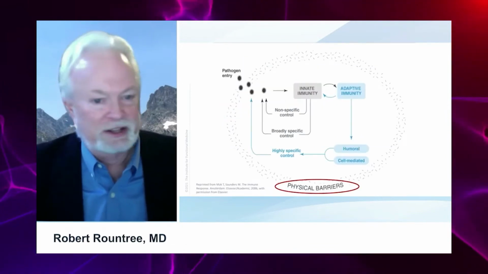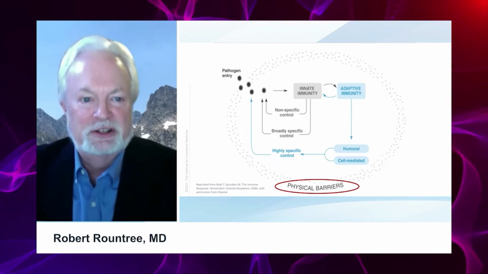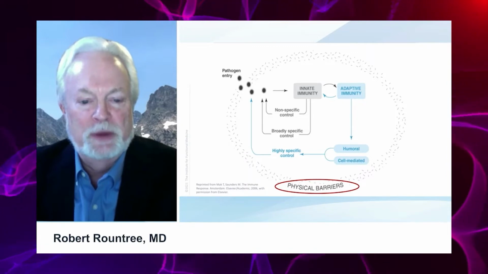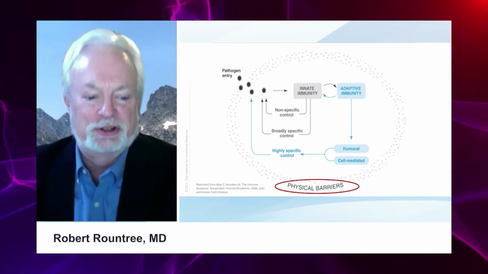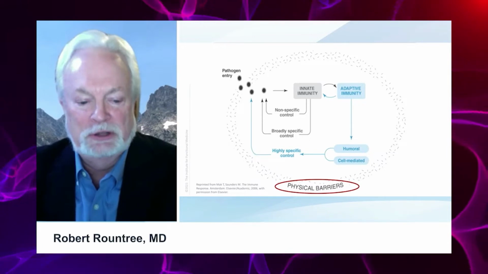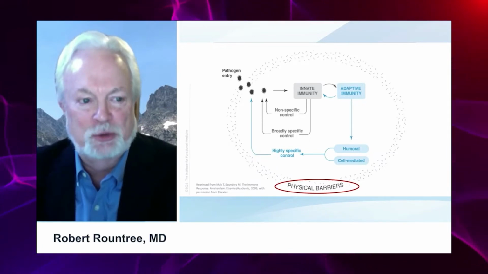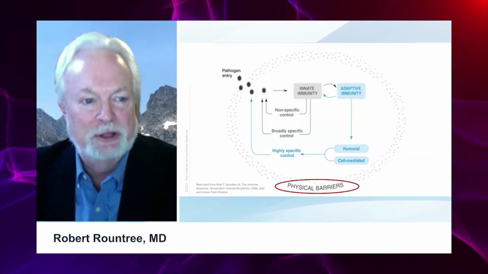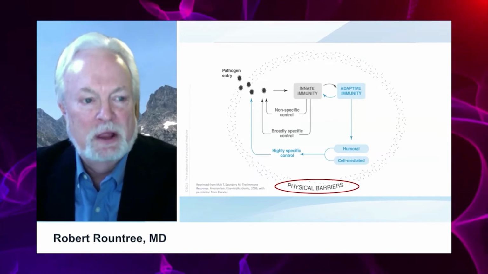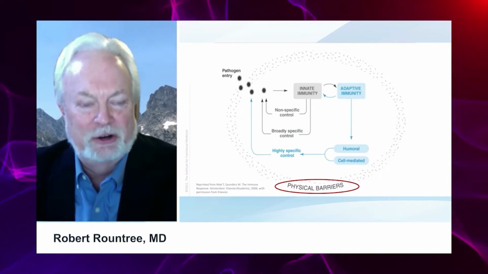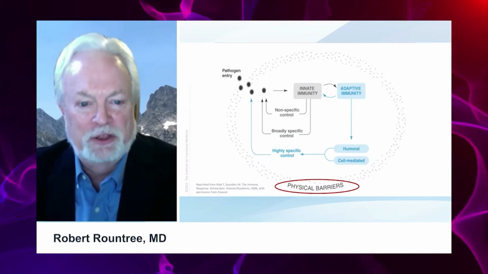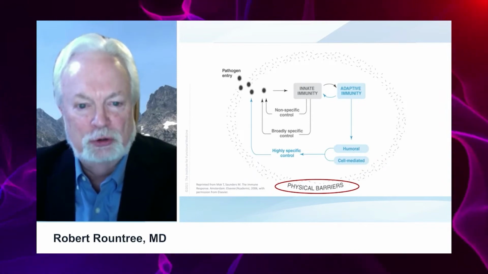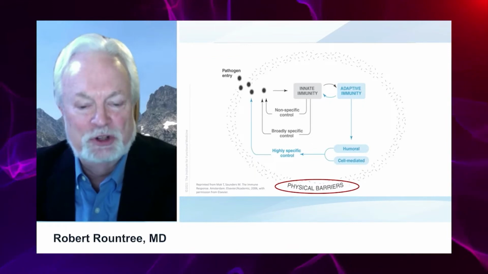So here is a picture of that process. The big circle is the physical barriers, which we might think are inert, but in a minute I'm going to show you something that I think is mind-blowing. But that's a traditional way of thinking about the physical barriers, as an inert obstacle, an impediment to pathogen entry. If the pathogen, the virus or the bacteria, gets past that physical barrier, the first thing it's subject to is a non-specific control. That's the innate immune response.